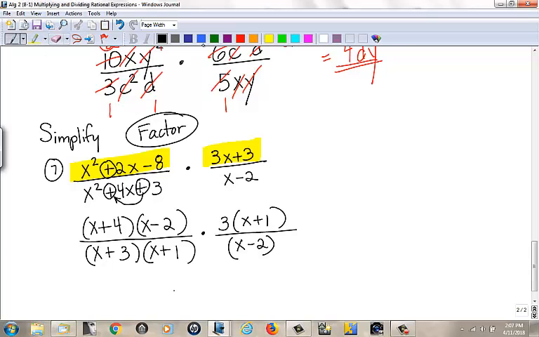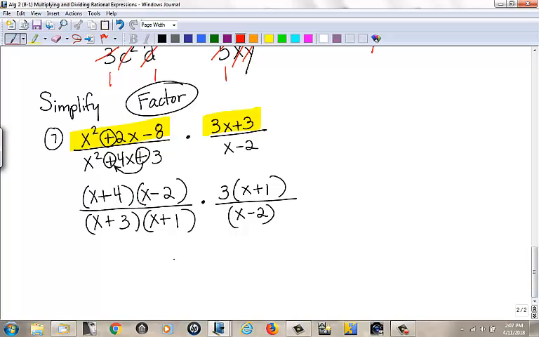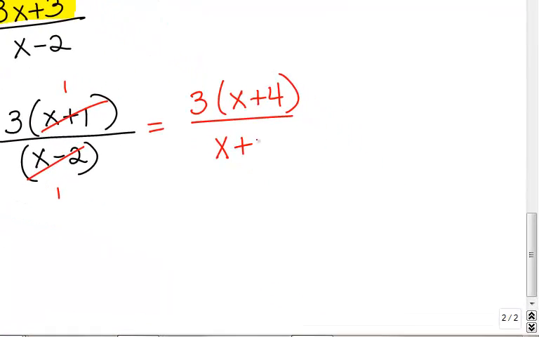Okay, now you can reduce. Can you reduce anything? Yes. These two quantities are alike, so those can reduce. The x plus 1s are alike, those will divide out. That's it. You cannot take the 3's out because this one is in a quantity. Okay, so multiply on top, you got 3 times the quantity x plus 4. On the bottom, you just have an x plus 3.